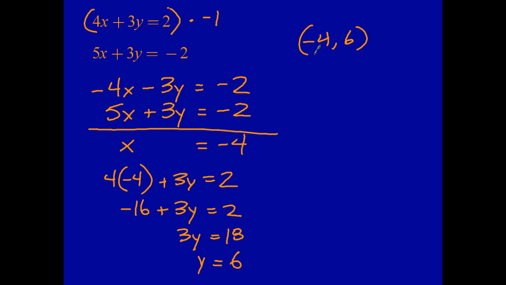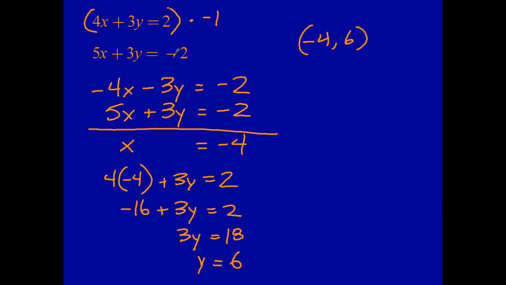Well, let's check it. Okay, so negative 4 times 4, negative 16. Negative 16 plus 18, that does equal 2. Let's try it here. 5 times negative 4 is negative 20. 3 times 6 is 18. Negative 20 and 18 is negative 2. So it does work. Okay.